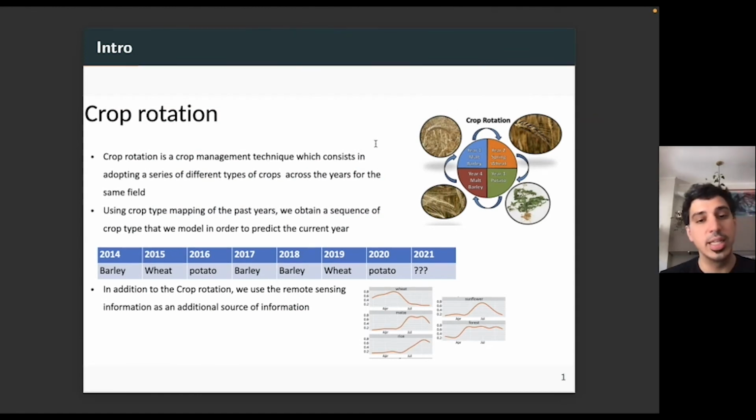It's a crop management technique that is used by farmers. So the crop sequences are not random for one parcel. So it allows us to inject expert knowledge inside the modeling, the network. So for example, regarding the past crops, we are predicting the current crop.